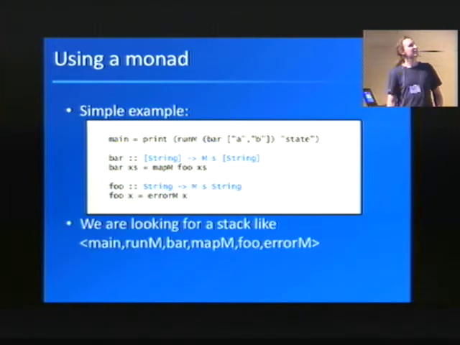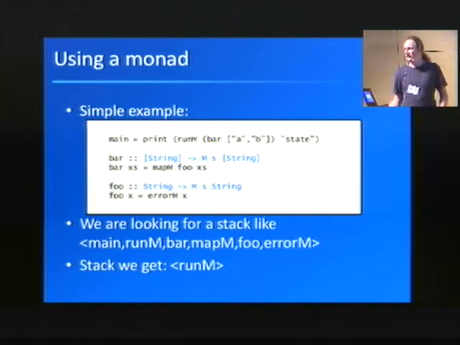So we would like to see a stack something like this. Main calls runM, runM calls bar, which calls mapM, foo and errorM. But in fact, what you see is something really stupid like just runM, or perhaps even just main. We've lost almost all the information.